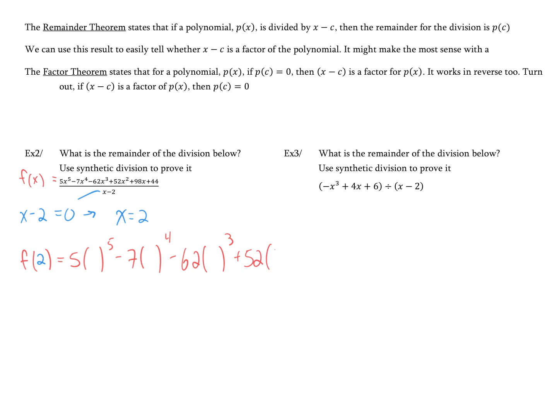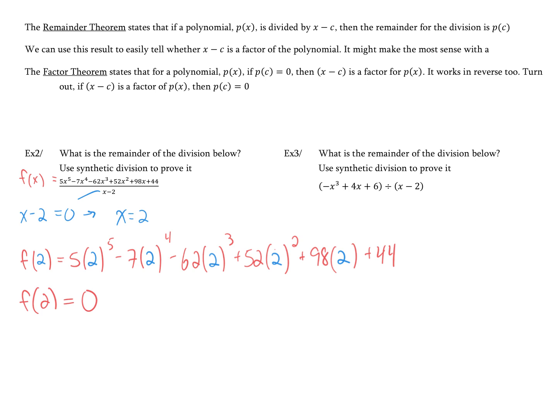And what you can do here is really just type this in all on a calculator. I'm showing this step to make sure I understand what's going on, right? You're going to substitute it all in. And then from here, this is a calculator problem. So just put it in the calculator and you'll get that f of 2 is 0. So that's the remainder. We can prove it using synthetic division really quickly.